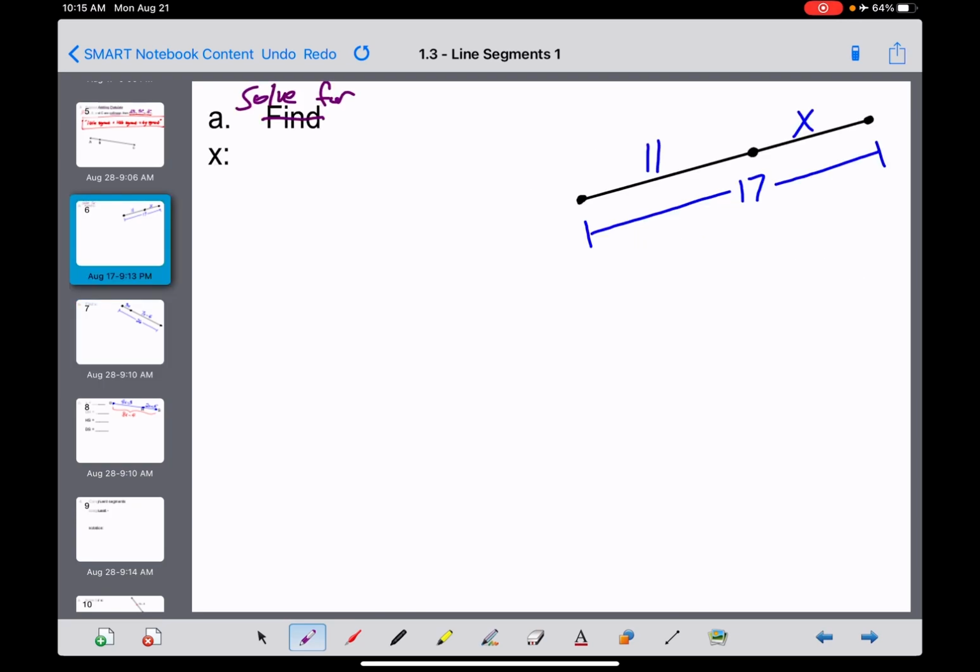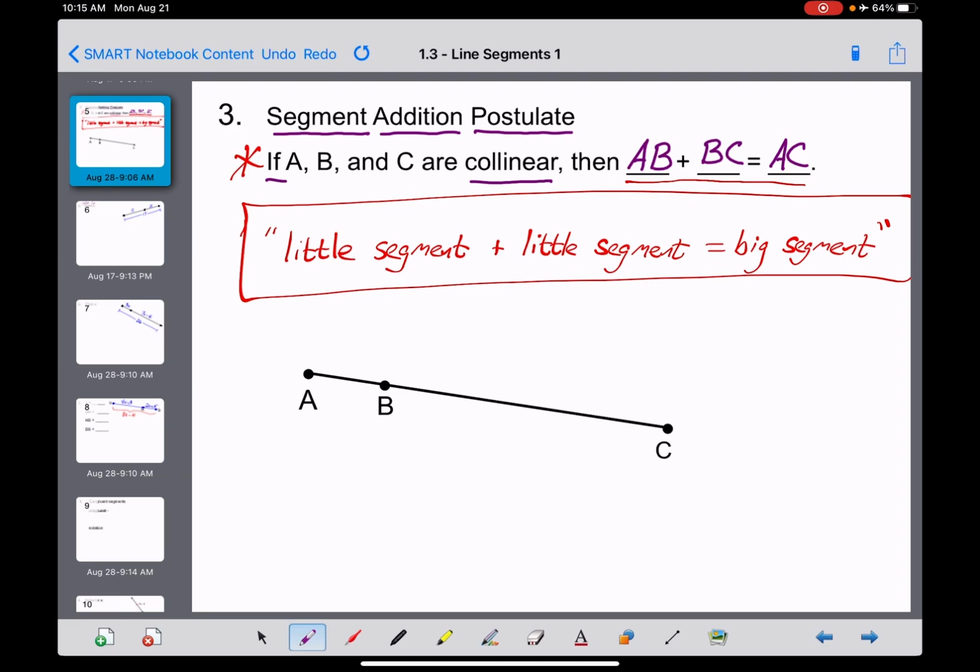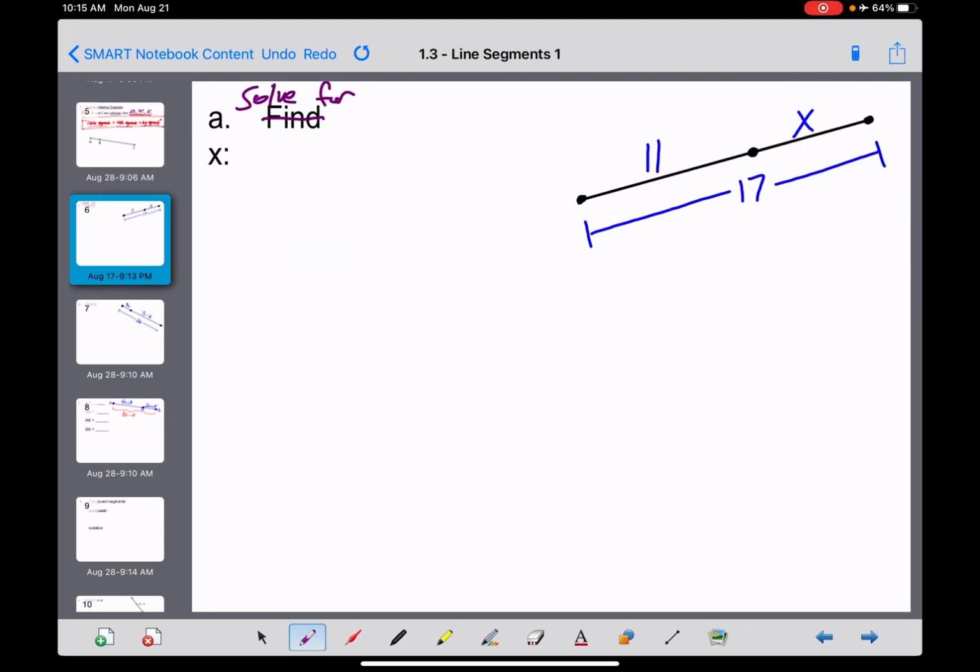So what I'm going to try to remind you guys here is the segment addition postulate that we just learned a moment ago that says little segment plus little segment is equal to big segment, or something like this. So in this context right here, our first little segment is right here, and it has a length of 11. So I'm going to write that down. Then we're going to add to that the length of the second little segment, which is right here, and that's going to be x. And little segment plus little segment is equal to the length of the overall segment, which we have right here is 17.